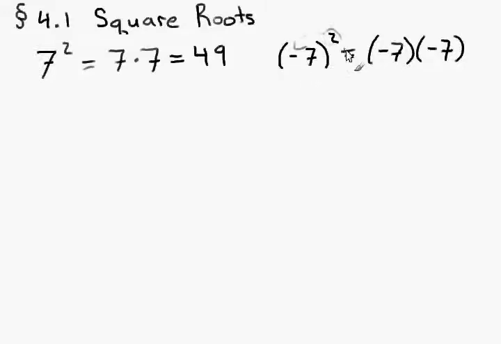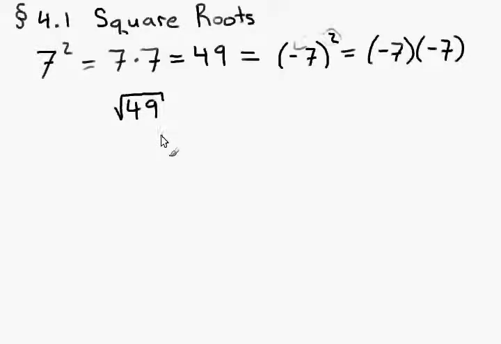So -7 squared is equal to -7 times -7. The result of that is positive. There's two negative signs, they make it positive. So we have positive 7 times 7, 49. So when I say, what's the square root of 49?